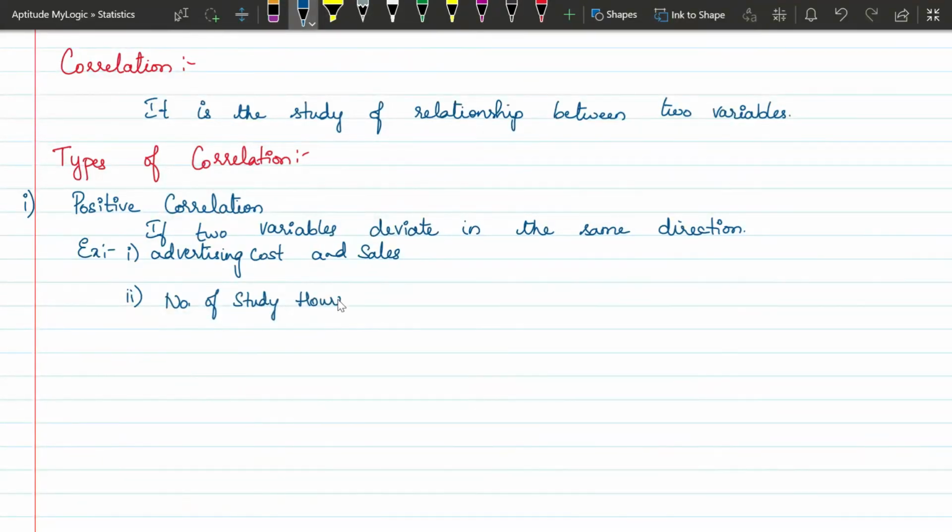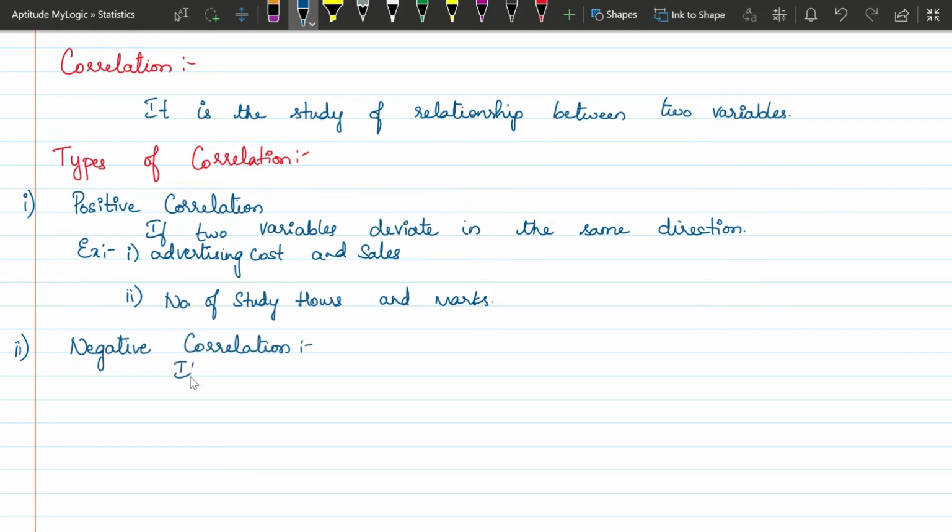If we spend more hours studying, we will end up getting more marks because we learn better. So this is positive correlation, where if we increase one variable, the other variable will also increase. If we reduce one variable, the other variable will also reduce. So this is positive correlation. We say variables deviate in the same direction, or the change of value of the variables is in the same direction. That is positive correlation.